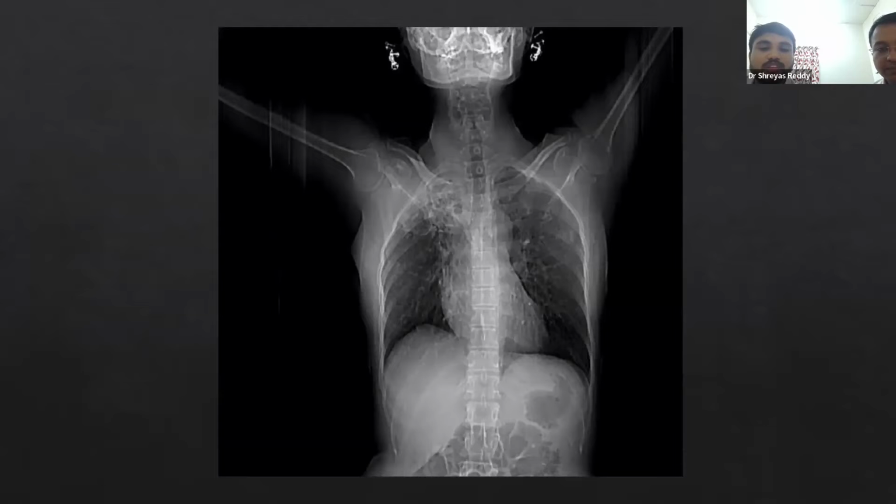So the scanogram shows an inhomogeneous opacity in the right upper zone. Apical segment appears to be like that of a cavity with some bronchiectatic changes. There is one thing that has also happened. What do you observe? The trachea is pulled to one side. What that means is there is volume loss and cicatrization.